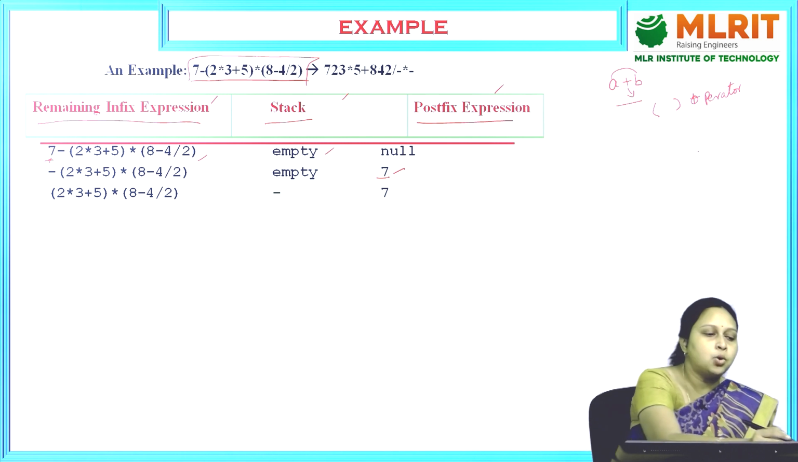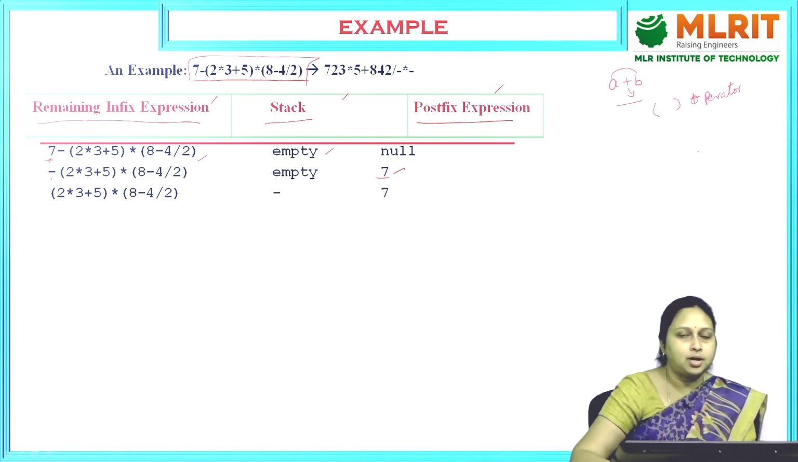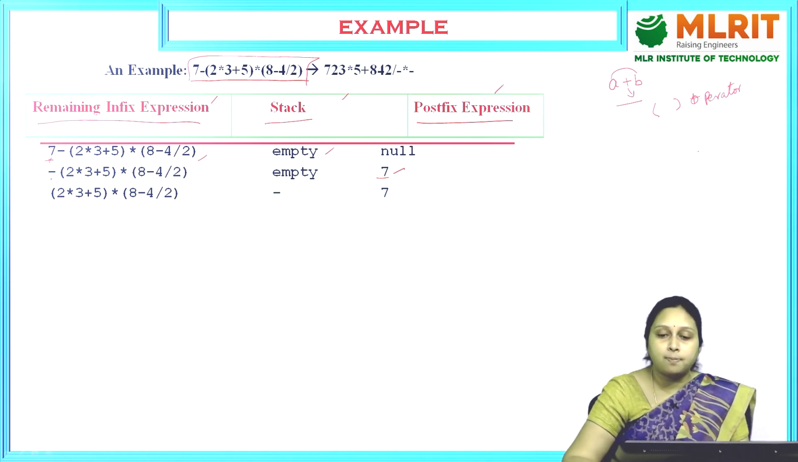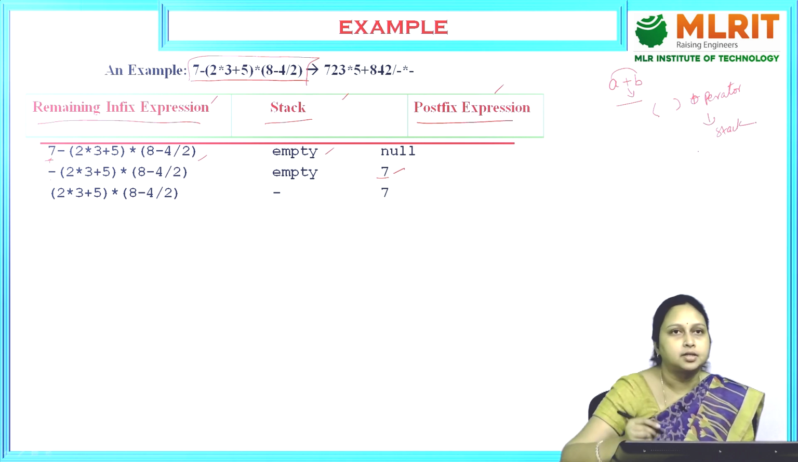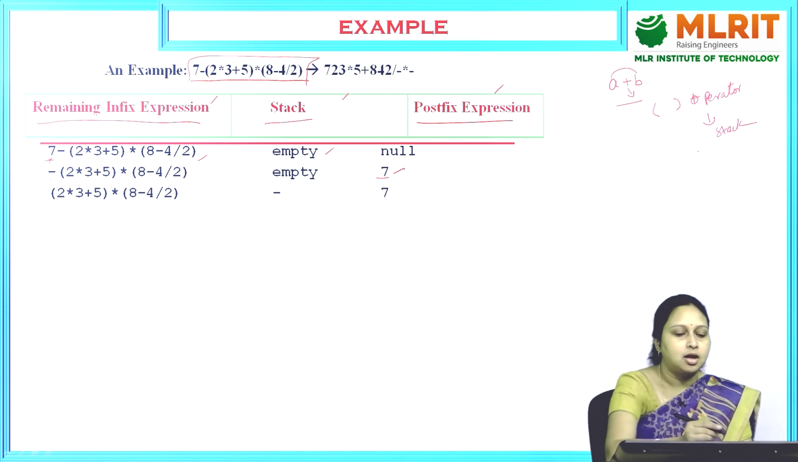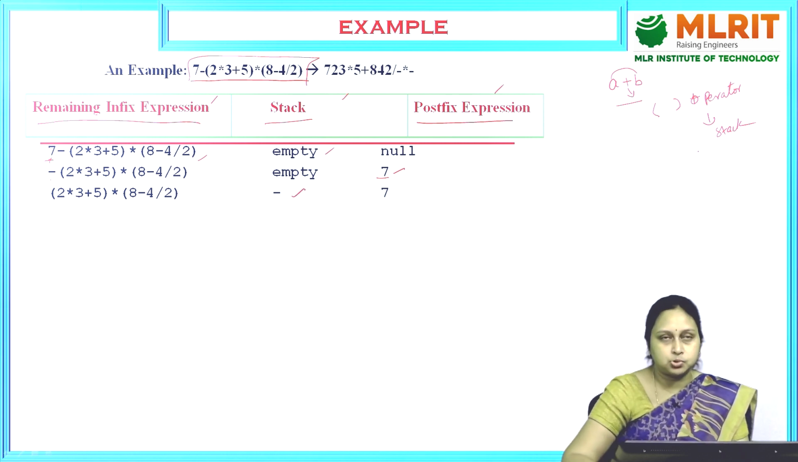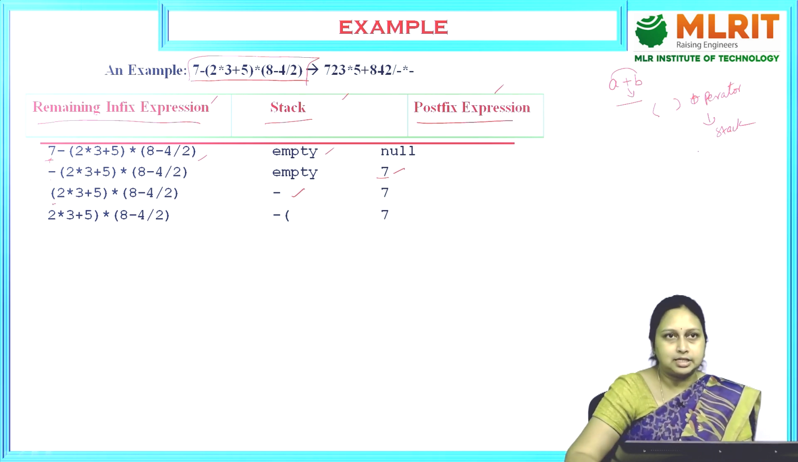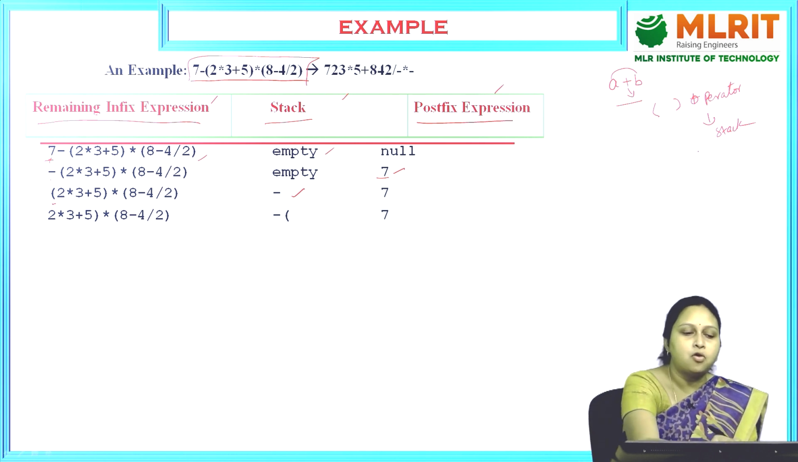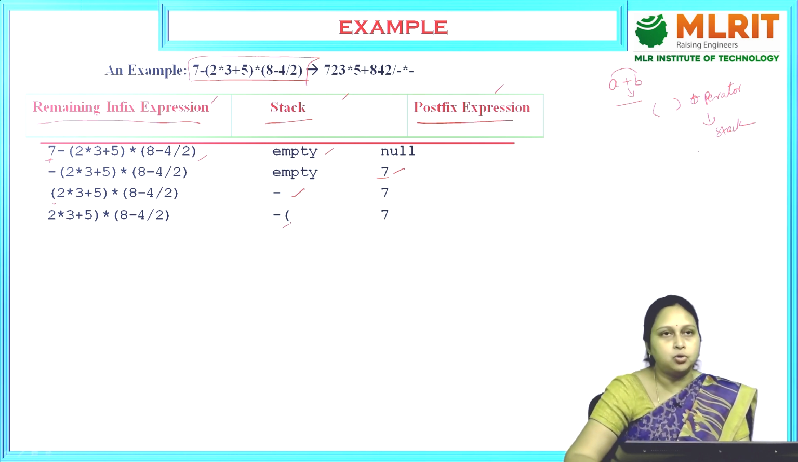Next, the encountered symbol is minus. If it is an operator, then we place it in the stack. Observe here I am placing minus in the stack. Next, the encountered symbol is the open parenthesis, that is, the left parenthesis. If I find a left parenthesis also, then I push it onto the stack.